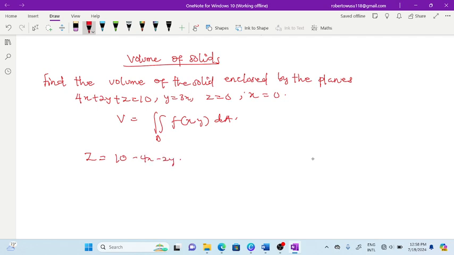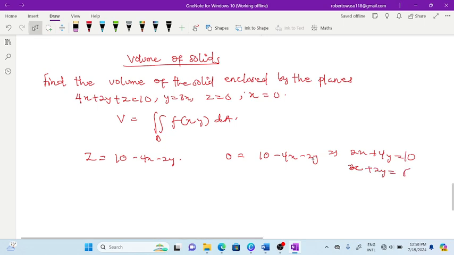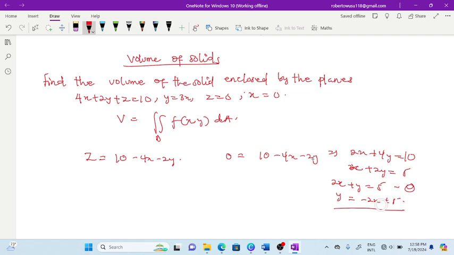As simple as that. Now we have other planes here, but to find the limits, we need to see the points where all the planes are intersecting. So I'll put z equals 0. And when I put z equals 0, I'll have 0 is equal to 10 minus 4x minus 2y. Therefore, I have 4x plus 2y equal to 10, then 2x plus y is equal to 5. So this is our first limit point. So y will be equal to negative 2x plus 5. So one of our limit points for y is negative 2x plus 5.